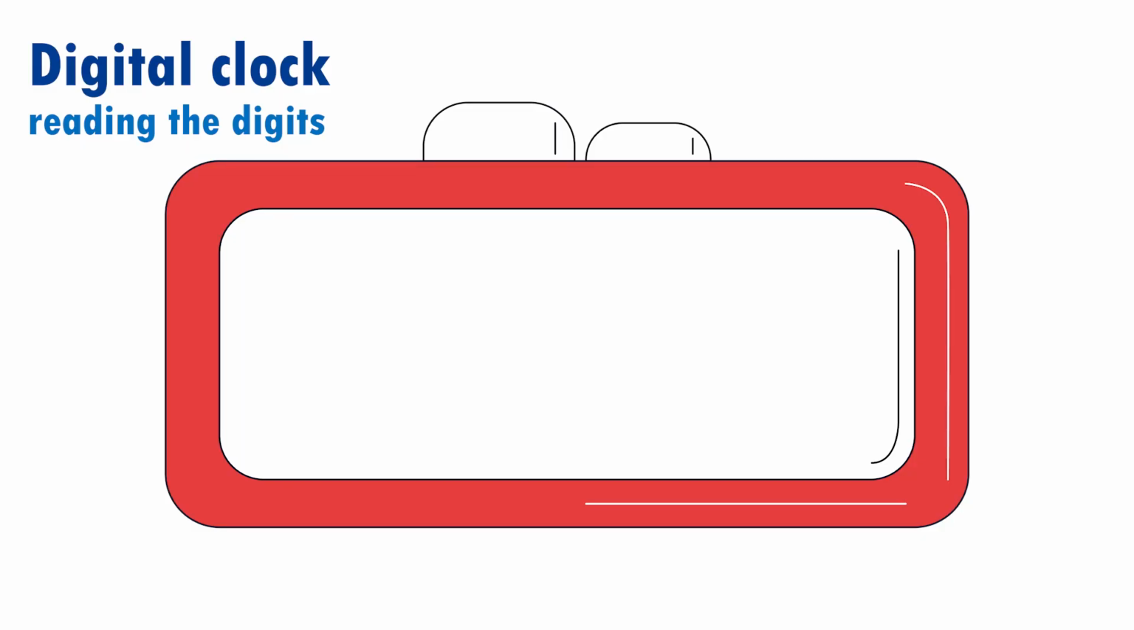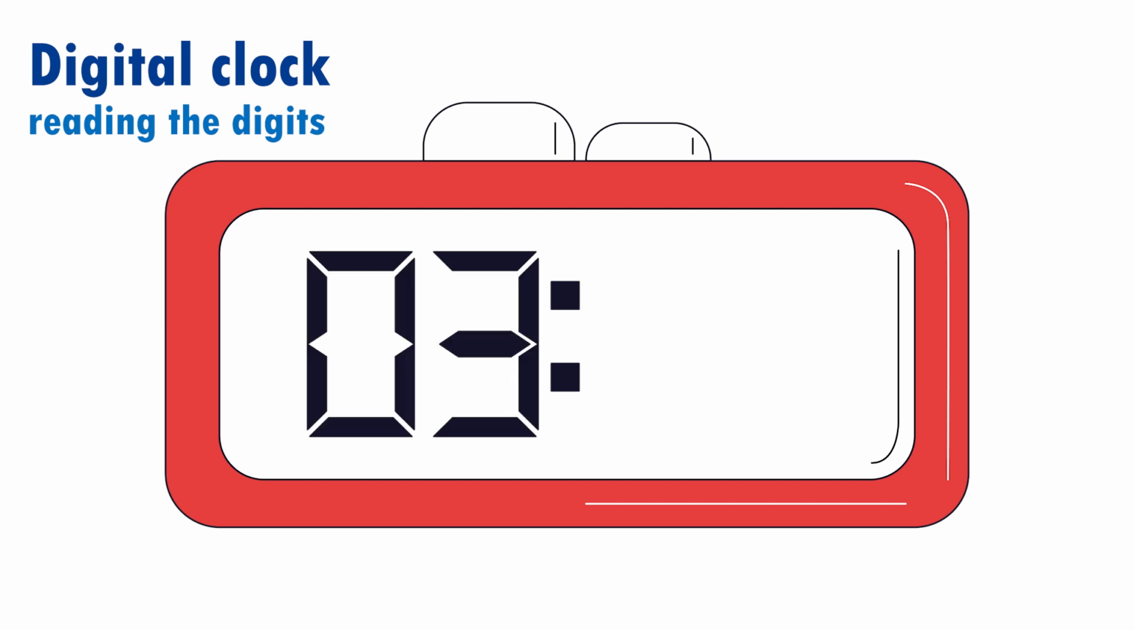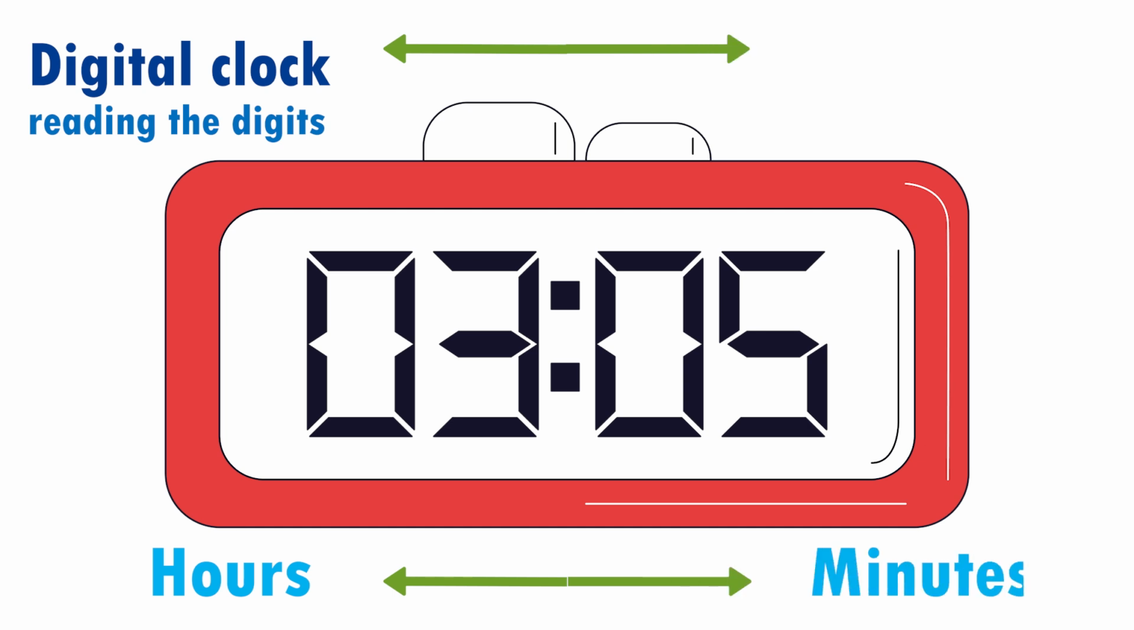On a digital clock, the colon splits the time into hours and minutes. The digits to the left of the colon show the hour. The digits to the right show the minutes. Minutes are written with 2 digits, so we write 3:05 with a 0, not 3:5.